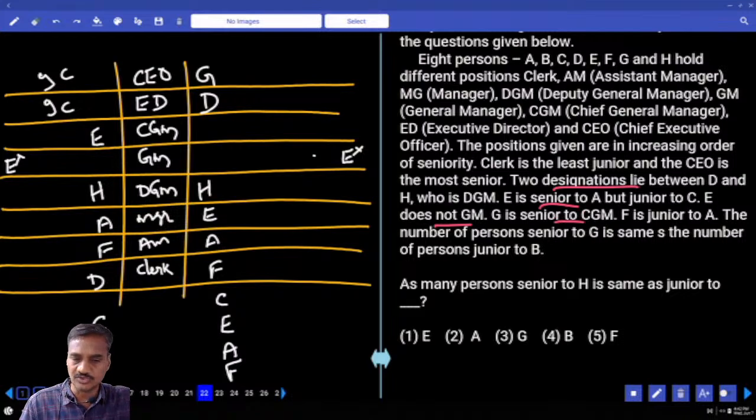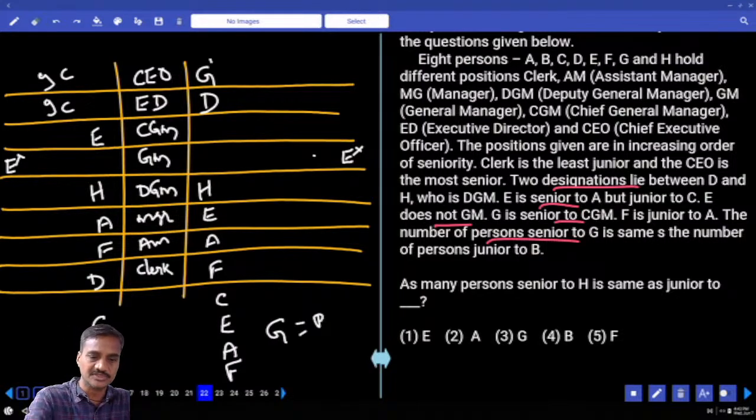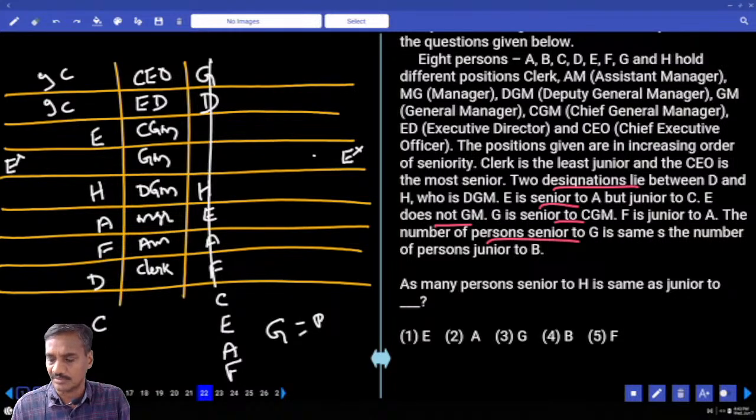Next, F is junior to A. The number of persons senior to G is the same as the number junior to B. That means G and B must be equal. Now this case is not possible at all, isn't it? As this case is not possible, coming back.